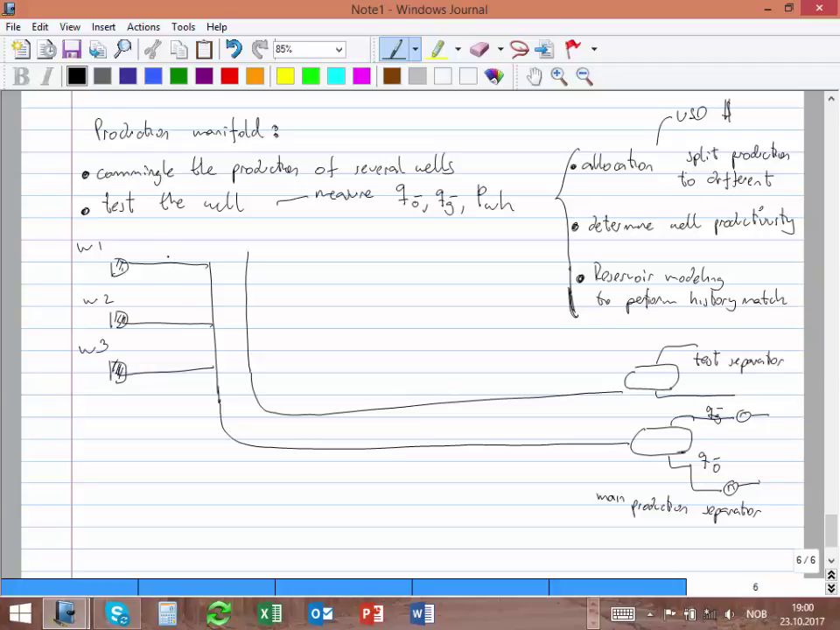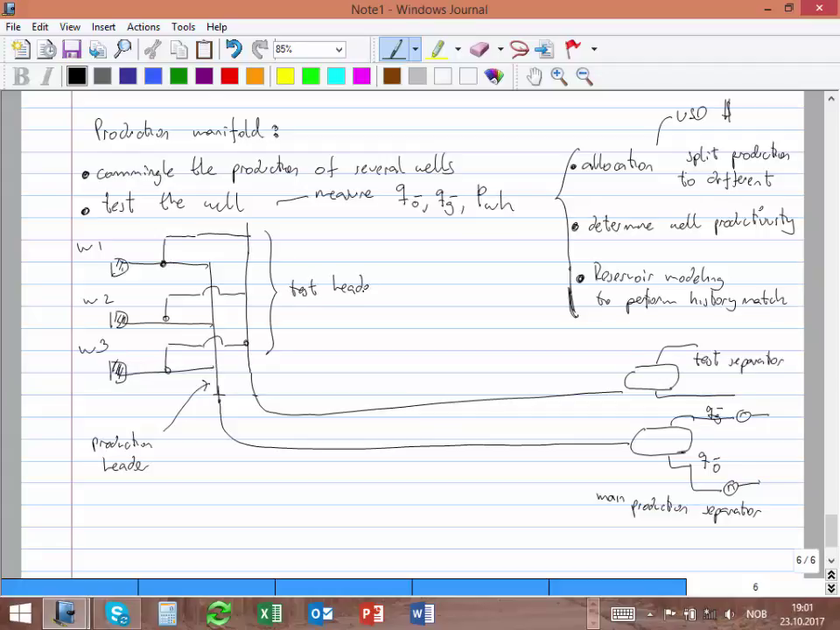Very simple. I just take here and put a split, right? And then each well has the option to go to this other header, okay? To go to this. That's what I call the production header. You know, this is the pipeline. So up to here is the production header. And that's the test header.